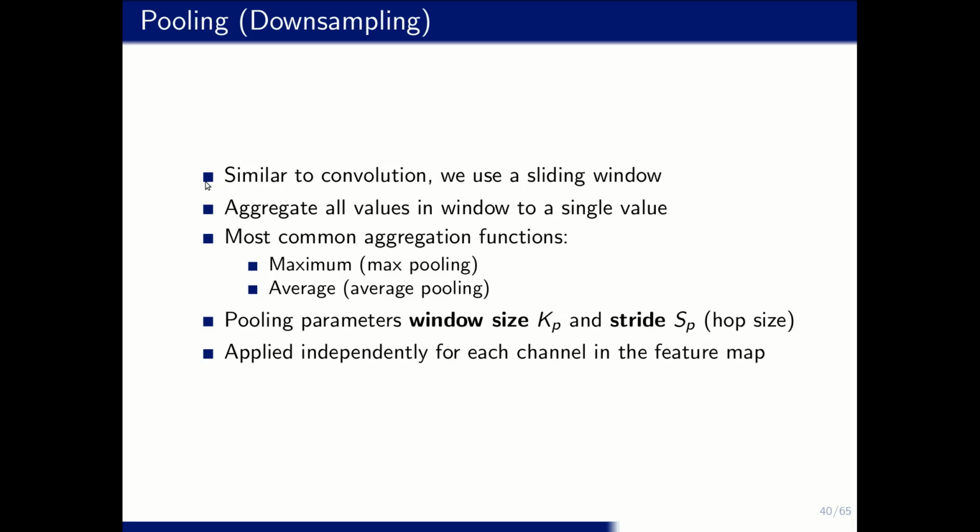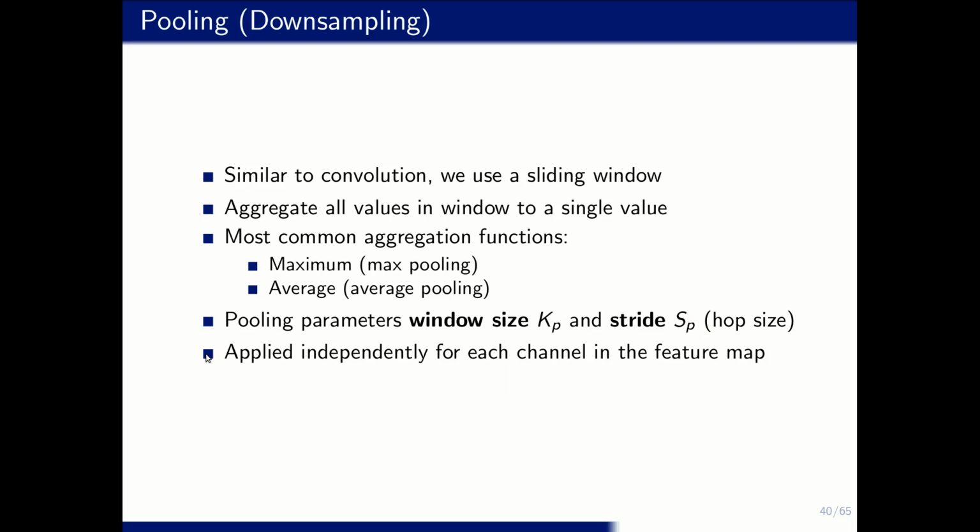But pooling, rather than doing a linear combination like in convolutional layers, aggregates the values in a window to a single value. It does so by applying some aggregation function, and the most commonly used aggregation functions are the maximum, which is called maximum pooling, or taking the average, which is called average pooling. Pooling has hyperparameters like the window size, called KP, and a stride or hop size called SP. If we have multiple channels, then pooling is just applied independently for each channel in the feature map.